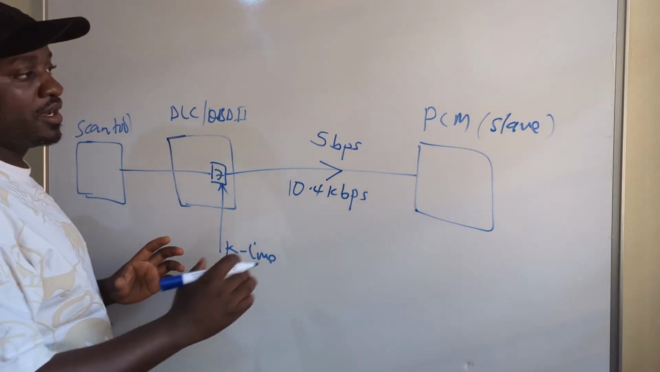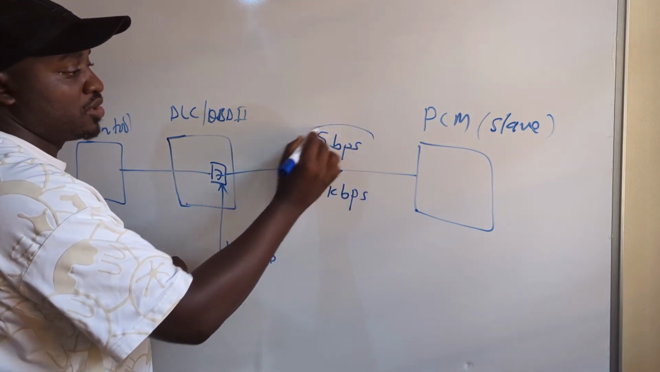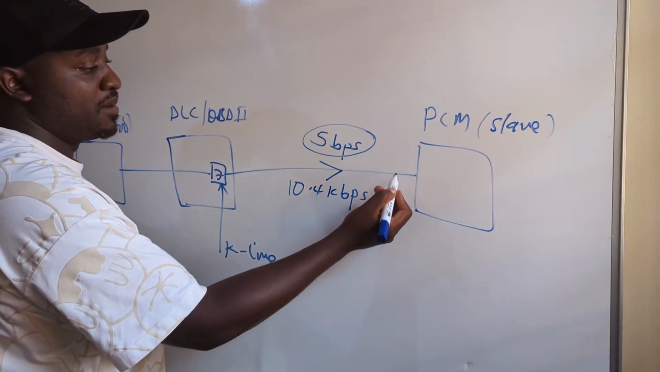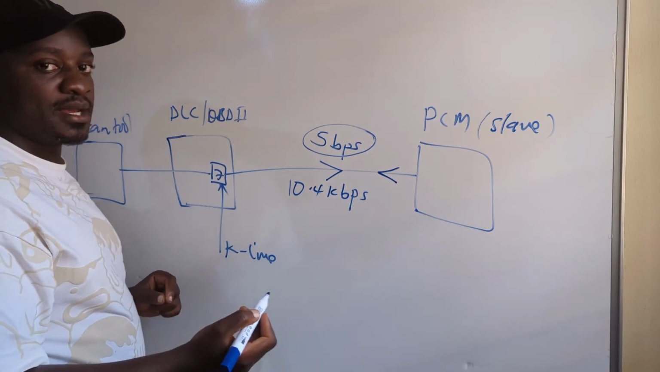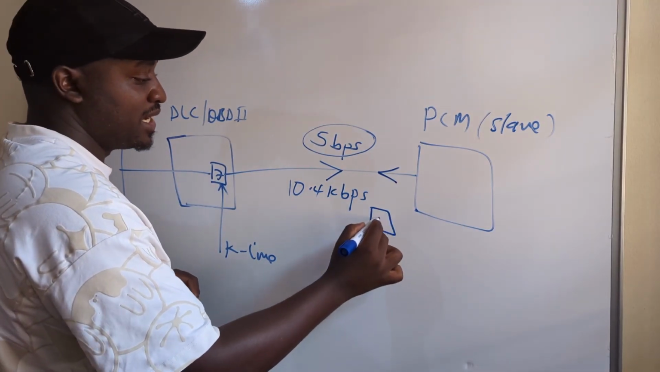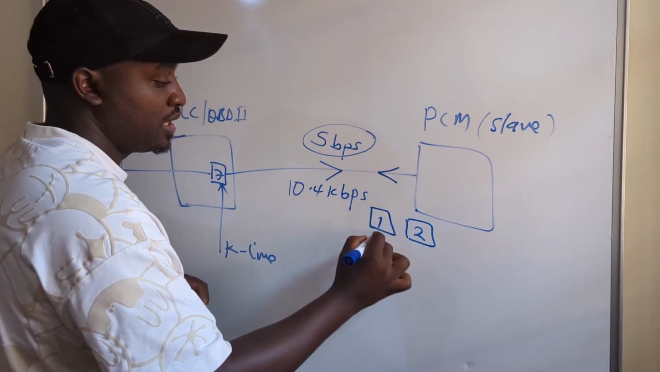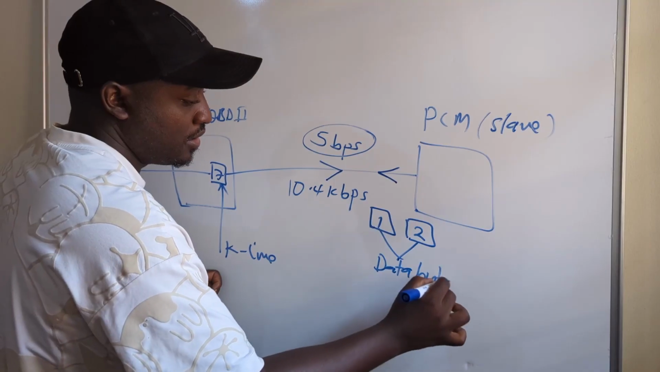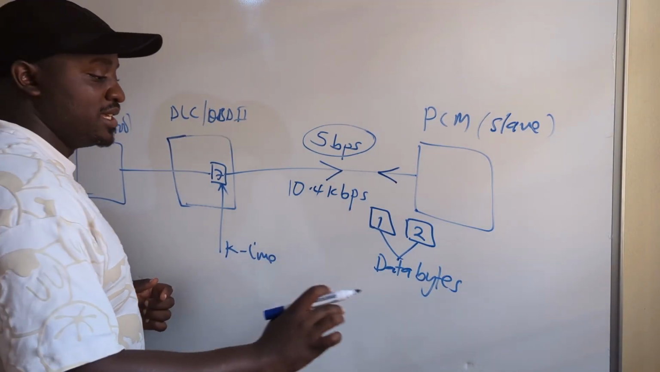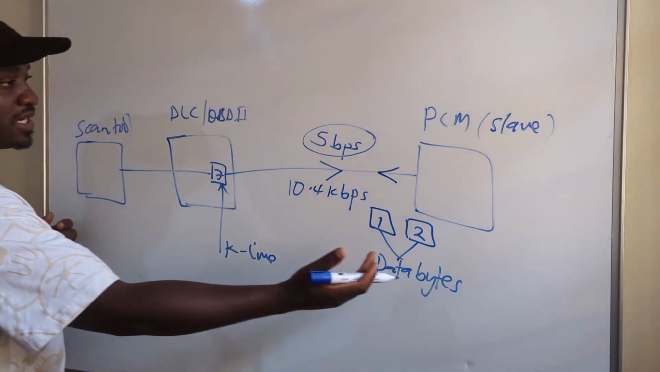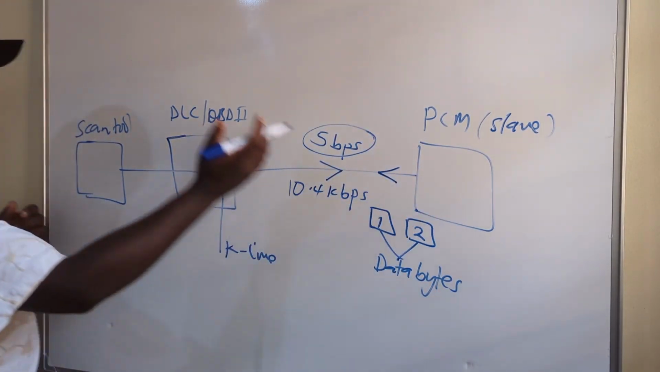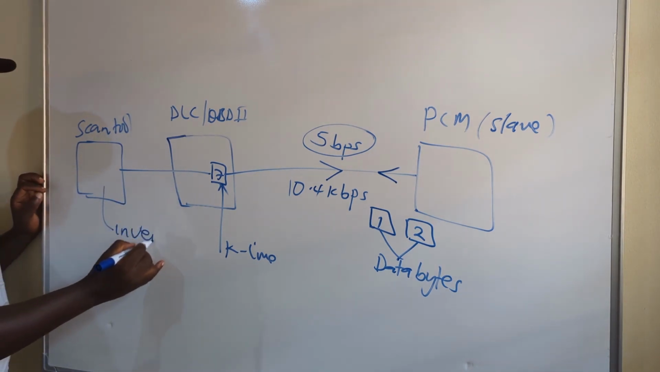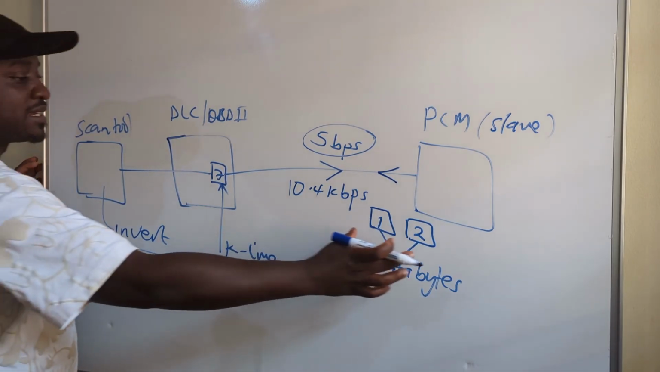So what will happen once this initialization code has been received by the PCM is that it will send back 2 data bytes. Let me actually have data byte 1 and data byte 2. These are data bytes. So once these data bytes have been sent by the PCM to the scan tool, the scan tool is going to invert one of the data bytes.